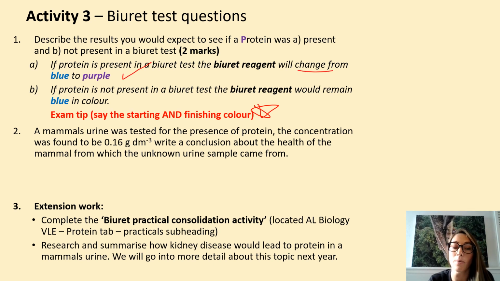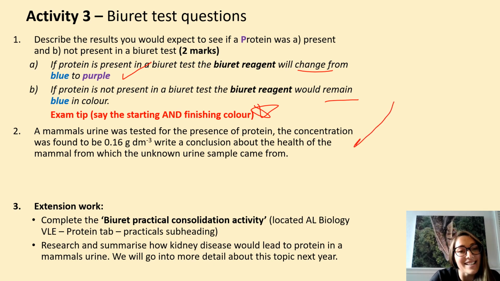Now we have to say what the colour at the start was, because otherwise if we just say that the colour was purple, it might have been purple at the start anyway. So make sure you say the colour change. If protein is not present, the reagent would remain blue. So again, that indicates what it started and ended as.